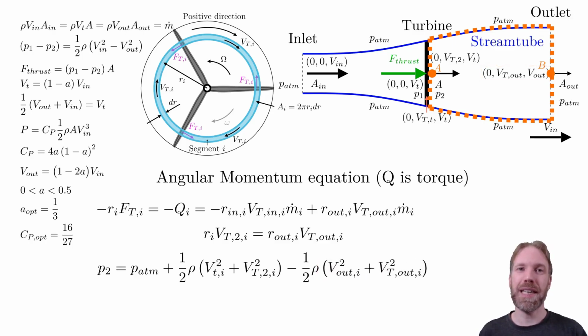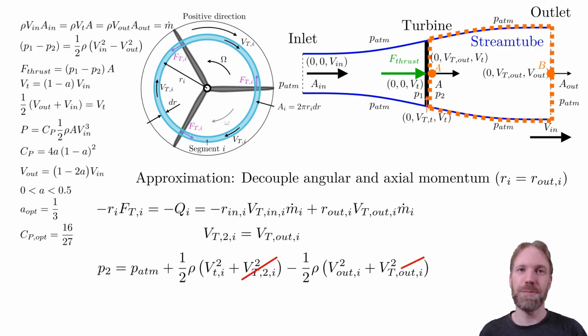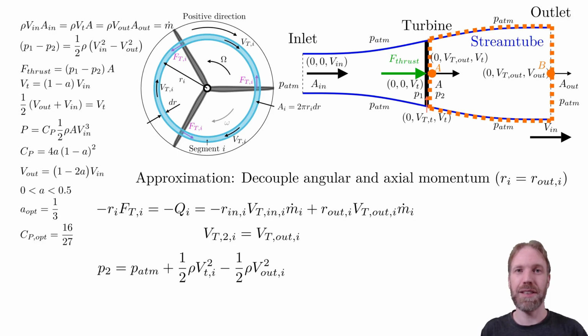This will create a coupling effect between the normal and tangential directions. We will now make the assumption that we can neglect this coupling effect. We will do it by neglecting wake expansion when doing angular momentum calculations. This is achieved by assuming that the outlet radius is equal to the turbine radius. Replace R out with Ri and cancel it. This gives that the tangential velocity at outlet is the same as at the turbine. Now, the tangential velocities in Bernoulli's equation will cancel and the pressure reduces to the same value as we had for the Betz theory.